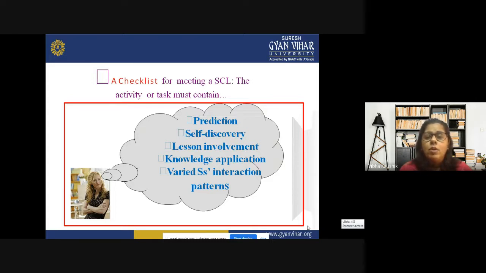The activity or task must contain prediction, meaning it is able to predict the future performance of the learner. Self-discovery means how they are involved in the discovery of new knowledge and information. Lesson involvement: how much the students are involved in the teaching-learning process. Knowledge application: whether the student is able to apply the knowledge or not. Varied student interaction patterns: various ways can be developed through which the students can interact.